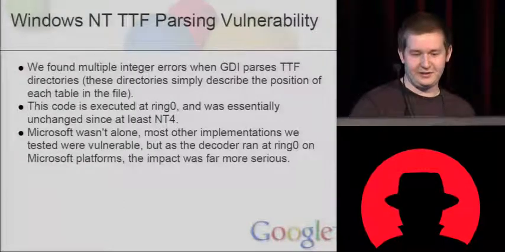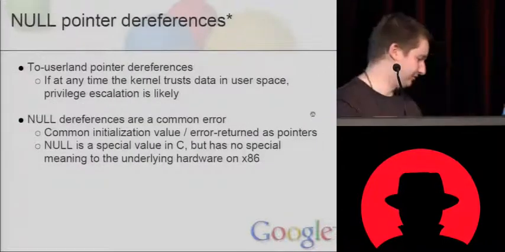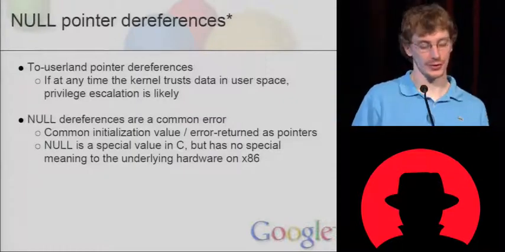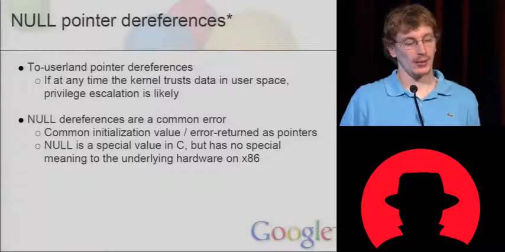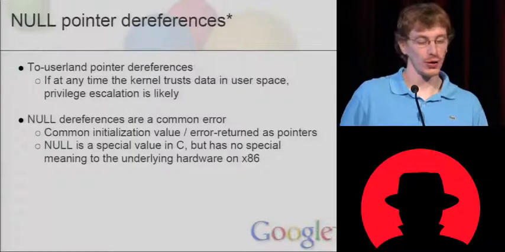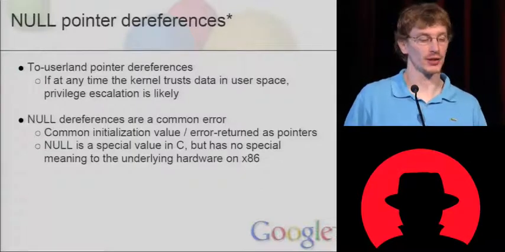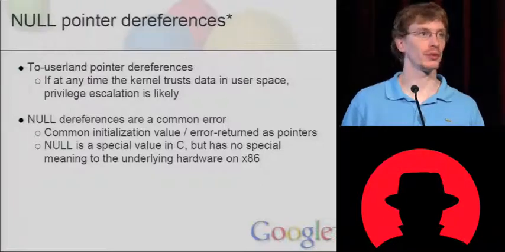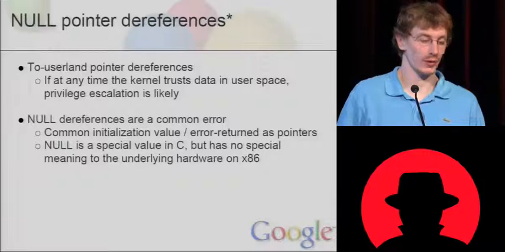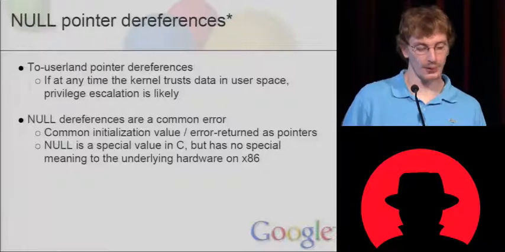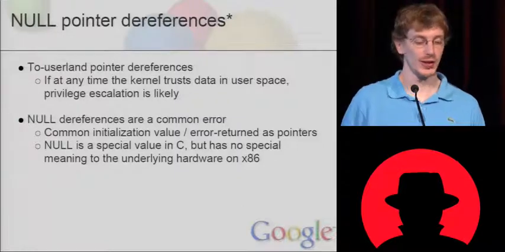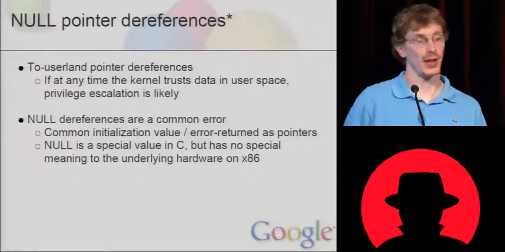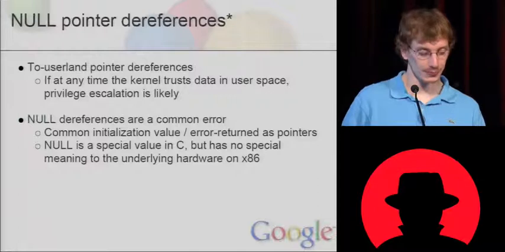Yeah, so this one was pretty fun. We'll talk a bit about null pointer dereferences. So in general, what we call null pointer dereferences aren't necessarily null pointer dereferences. It's just in general userland pointer dereferences, just when the kernel dereferences a pointer that goes to userland. And of course, if at any time the kernel trusts data in user space, there is a likely privilege escalation.